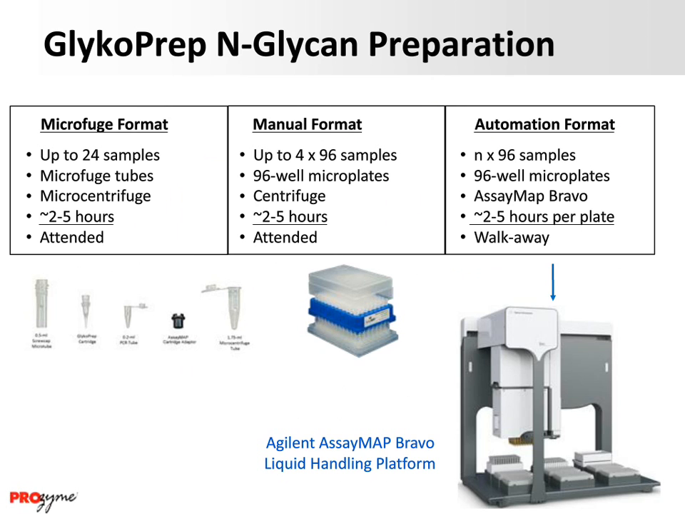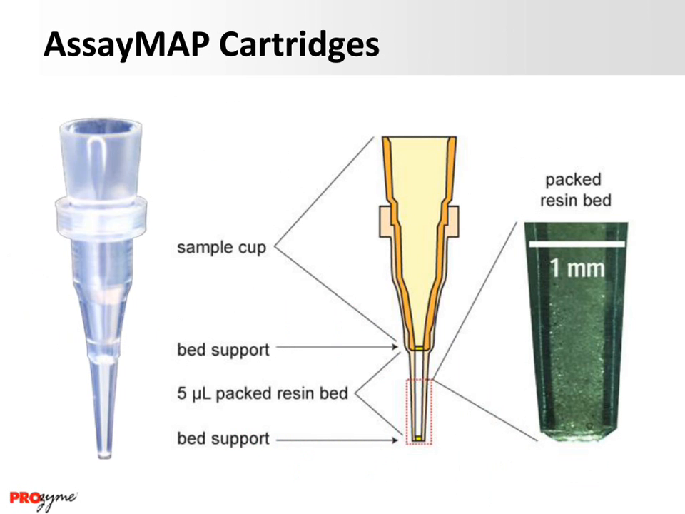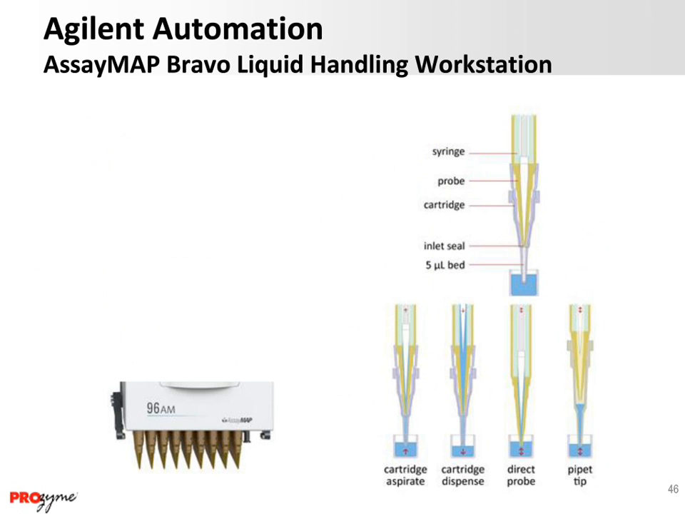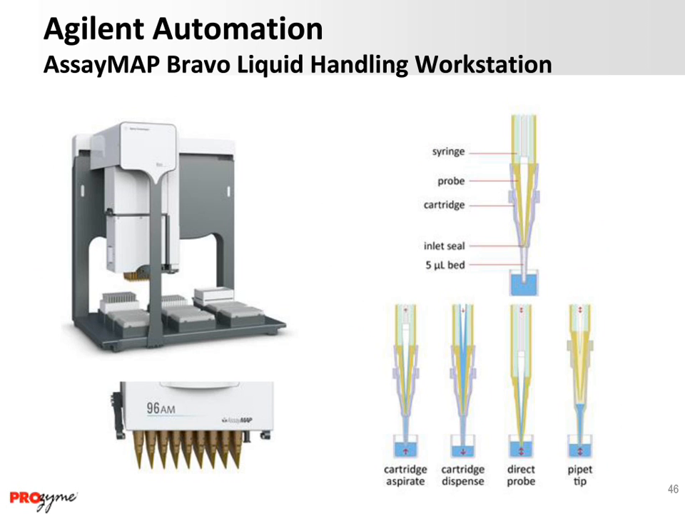The technology is really focused on the use of these AssayMAP cartridges, which contain a 5 microliter packed resin bed with an upper and lower frit. So it's true microchromatography as opposed to a packed pipette tip. These interact very nicely with the Agilent AssayMAP Bravo liquid handling workstation. The probes form a tight seal above the upper frit so that samples and reagents can be aspirated and dispensed through the matrix.